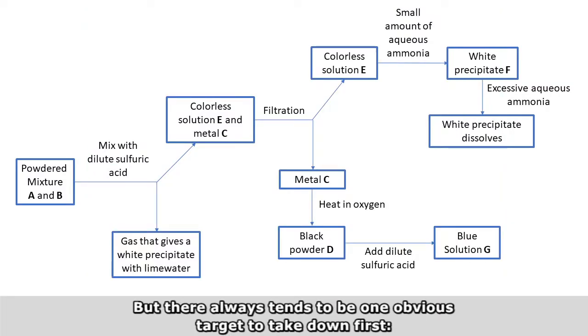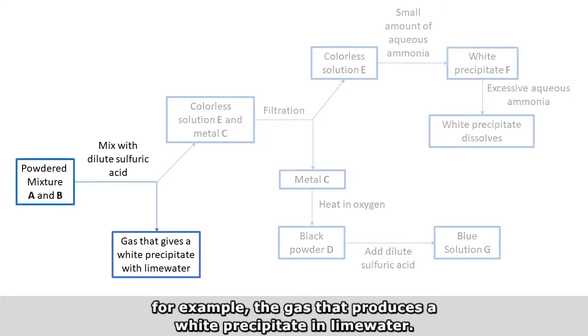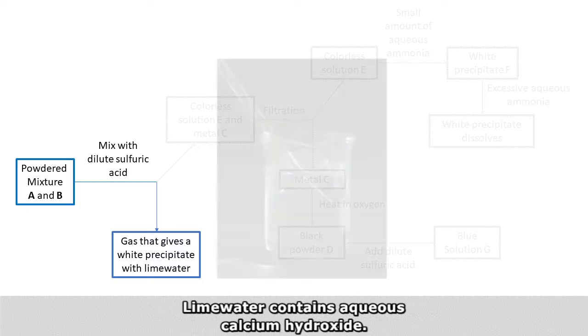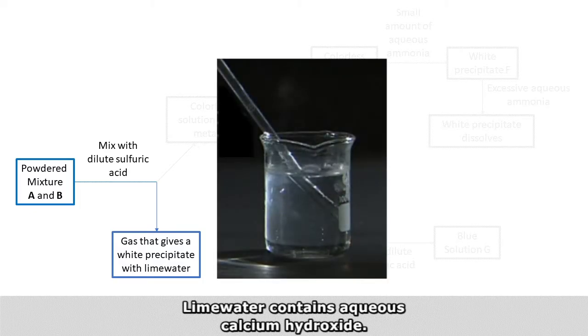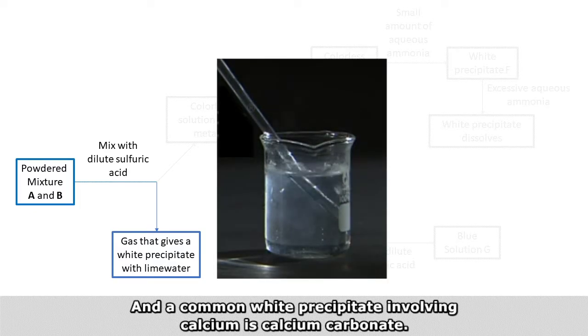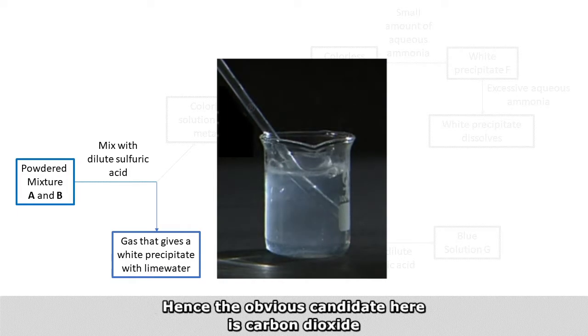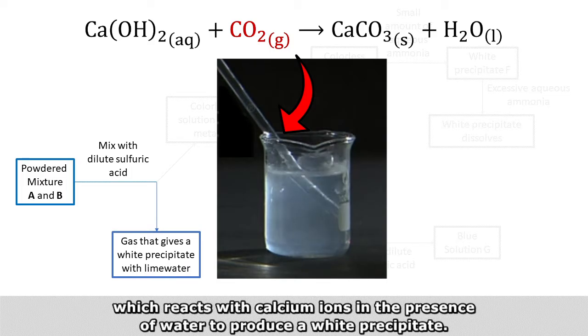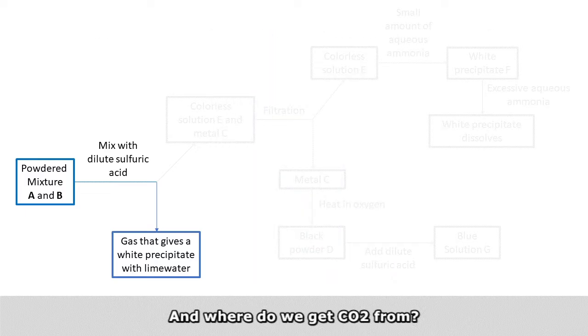But there always tends to be at least one obvious target to take down first. For example, the gas that produces a white precipitate in lime water. Lime water contains aqueous calcium hydroxide, and a common white precipitate involving calcium is calcium carbonate. Hence the obvious candidate here is carbon dioxide, which reacts with calcium ions in the presence of water to produce a white precipitate. And where do we get CO2 from?